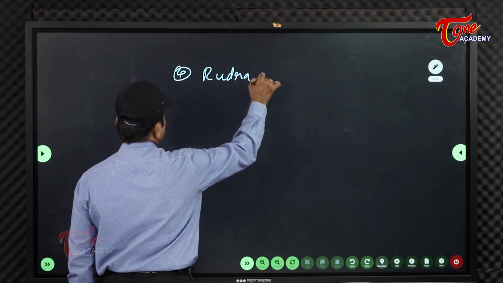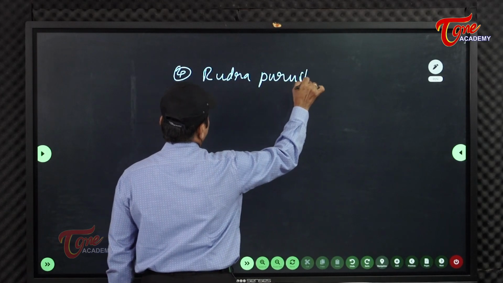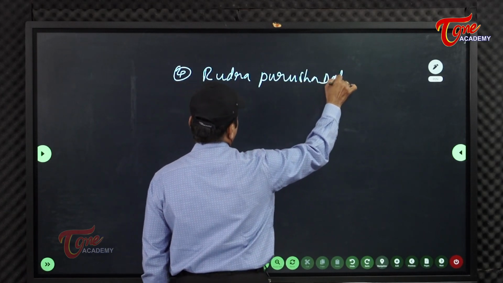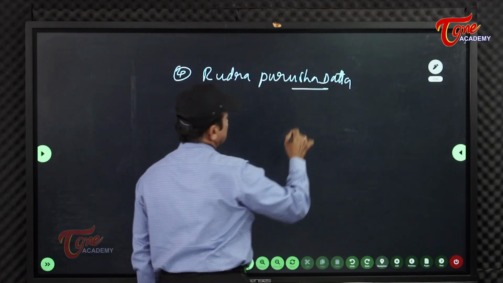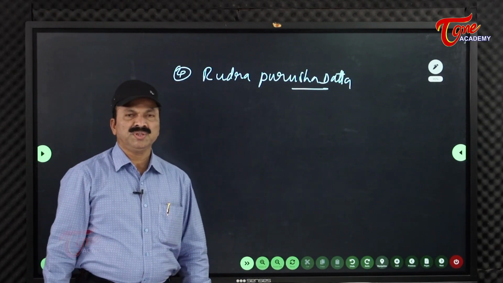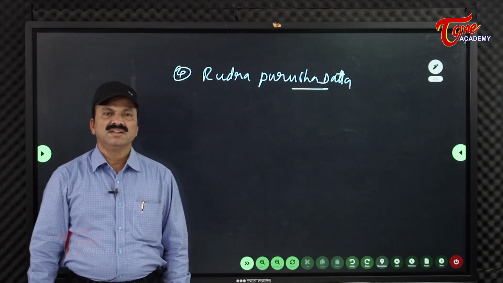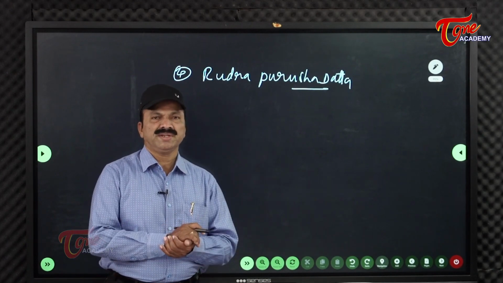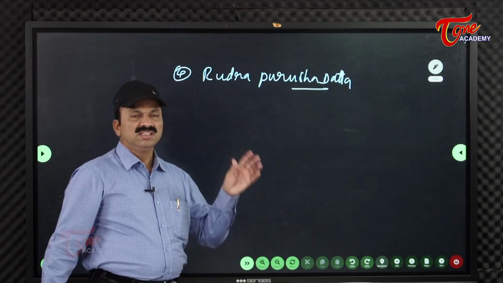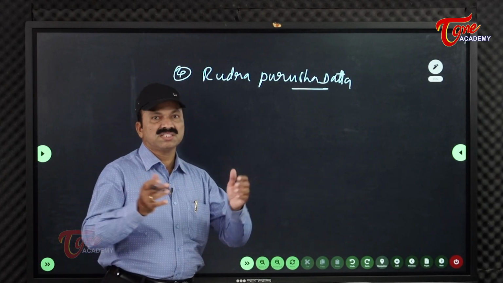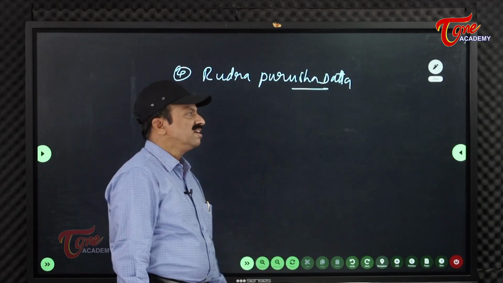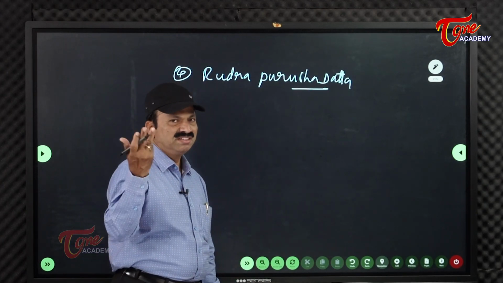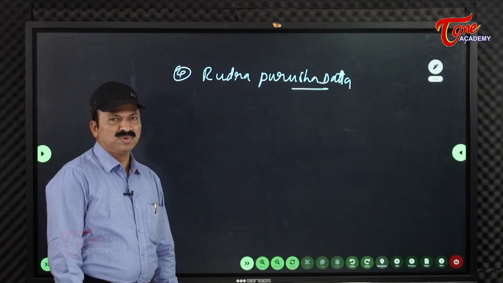Rudra Purusha Datta was the fourth one and the last one in this dynasty. Even though he was capable of doing things, circumstances did not cooperate with him to administer things well. He was capable, but circumstances also must be good. Only then is it possible to continue. Otherwise, it is not possible.